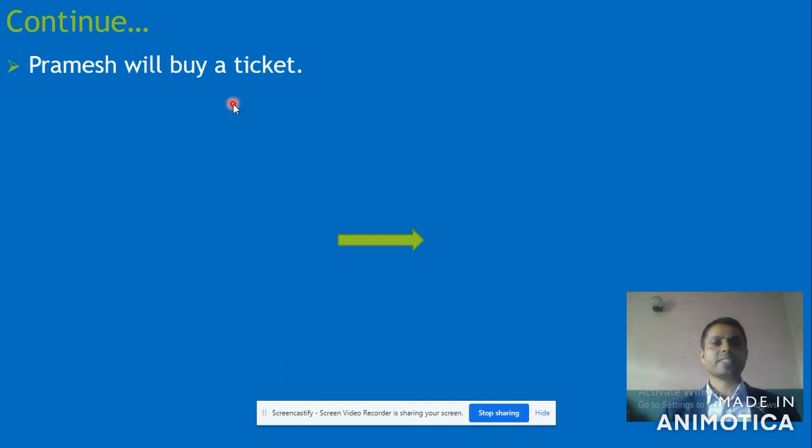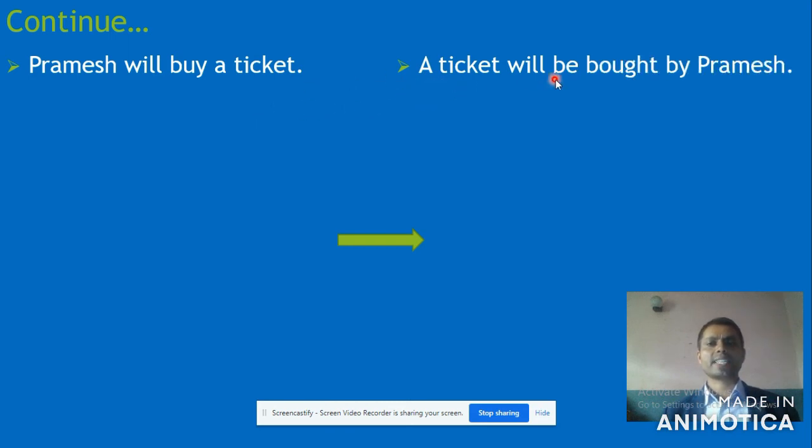Next, here we have another example sentence. Pramesh will buy a ticket. So this is passive with a modal verb, right? This modal verb is what? Will is the modal verb here. Then how can it be changed? Look here: a ticket will be bought by Pramesh, right? Here, a ticket is the object and becomes the subject, will be. There is will, so we have will be. Then by. This verb 1 becomes verb 3 or past participle form of the verb, right?